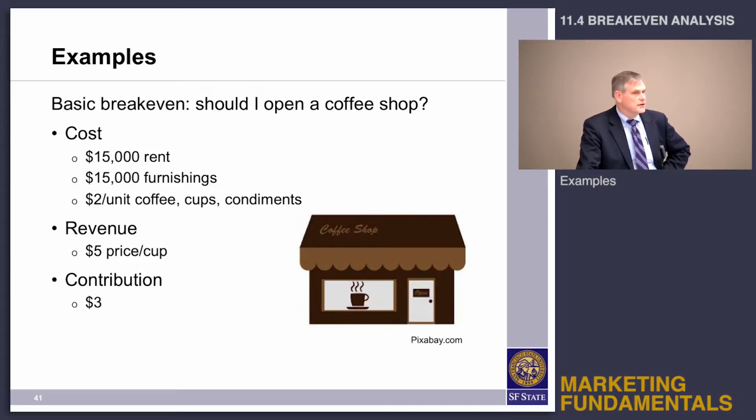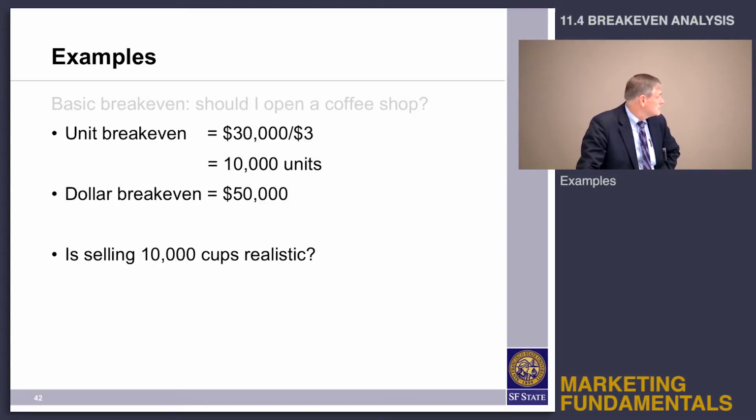So if I have $30,000 in fixed costs, I've got $5 a cup revenue, I have $2 in direct variable costs. What is my unit contribution, if you can't read it from the bottom of the screen? $3. So what would my break-even point be? How many cups of coffee do I have to sell in order to pay off $30,000 in fixed cost? 10,000 cups. Okay. So that's the theoretical part of this exercise.